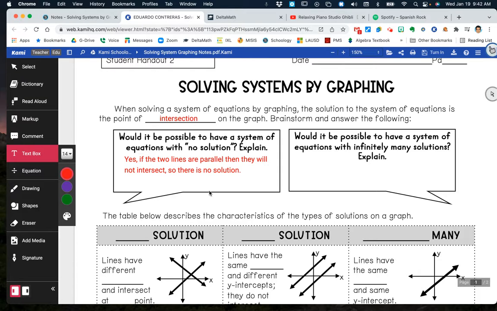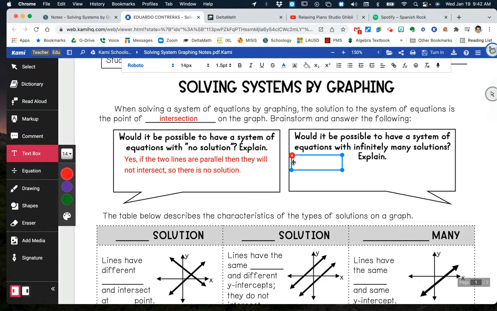It's the same equation. So if the two lines overlap, then they touch in every point. And in theory, how many points are on a line if it goes on forever? Infinite points. So infinite solutions. Okay. So let's answer that one. That's also a yes.